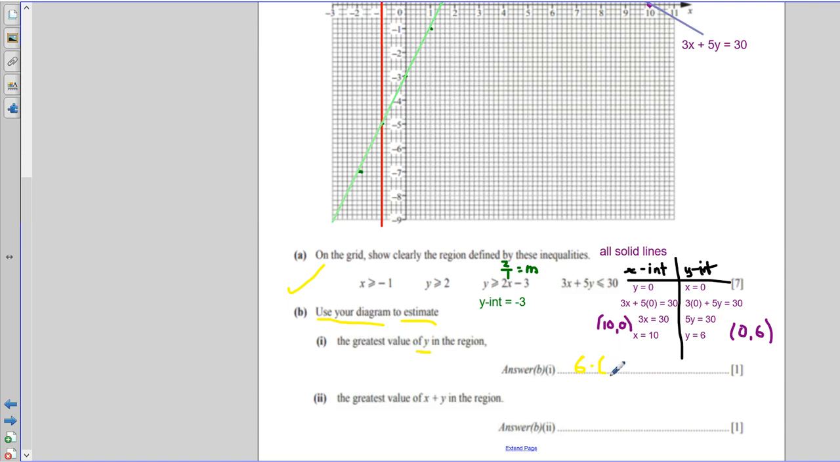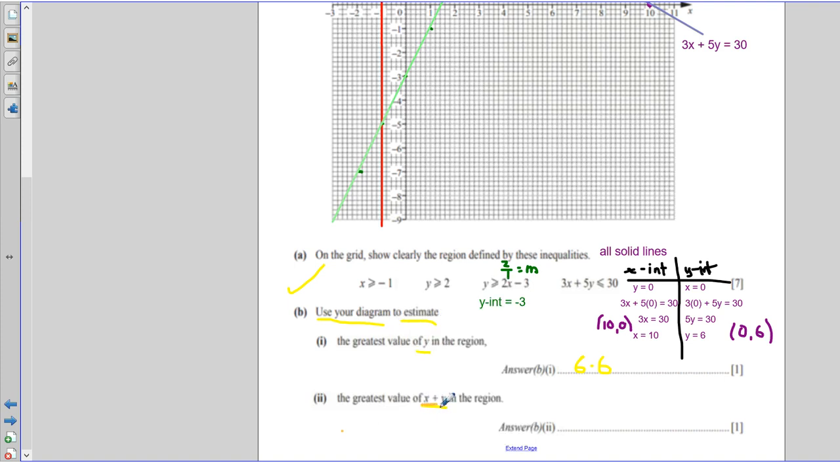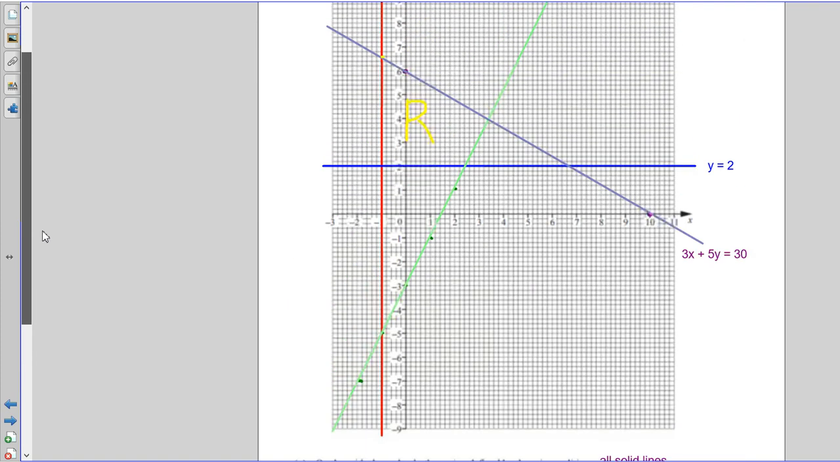6.6 is my estimate. And then use your graph diagram to estimate the greatest value of x plus y in the region. Maybe we do that with orange this time. The greatest value of x plus y in the region. That's a little bit trickier. Let's see. So you could have a little estimate.